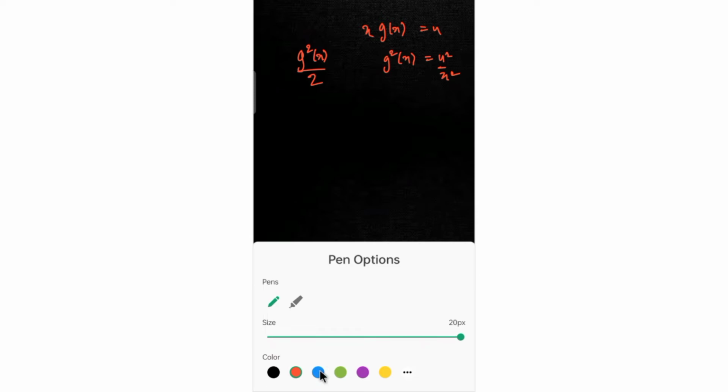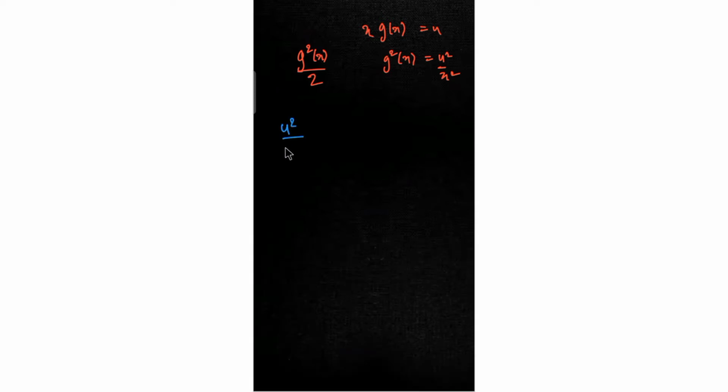So we have the LHS g square of x divided by 2, and x g of x is u. So g square of x is basically u square by x square. Substituting that, we have u square by x square into 2 is equal to, in the numerator, 2uv minus v square divided by x square. So I can just cancel x square. I have u square is equal to 4uv minus 2v square. So I get u square minus 4uv plus 2v square is equal to 0.